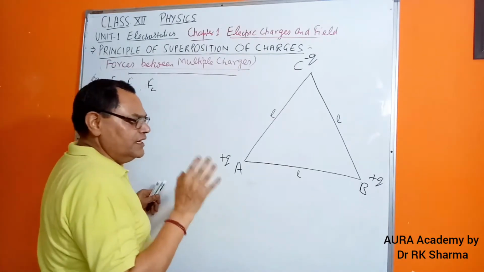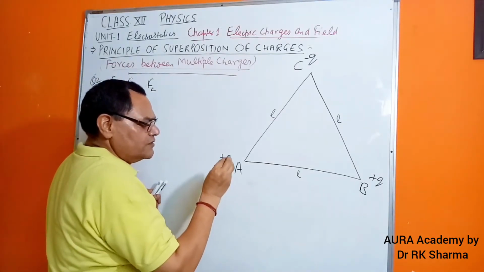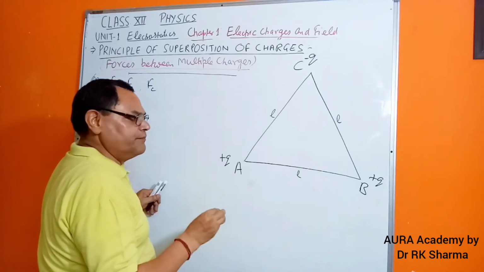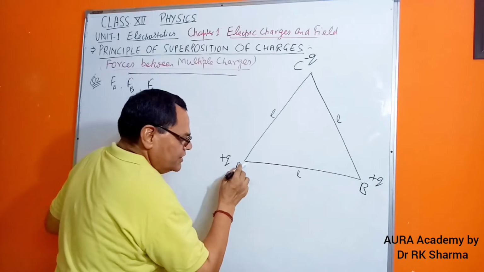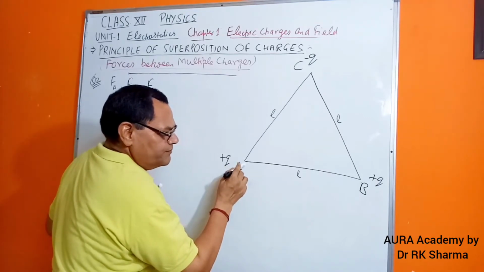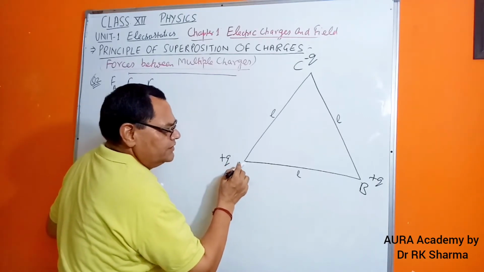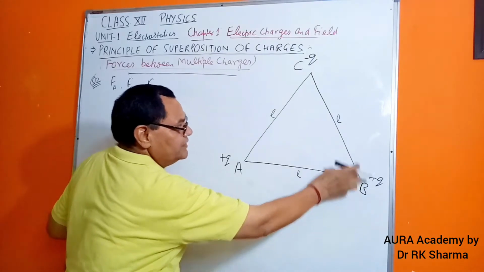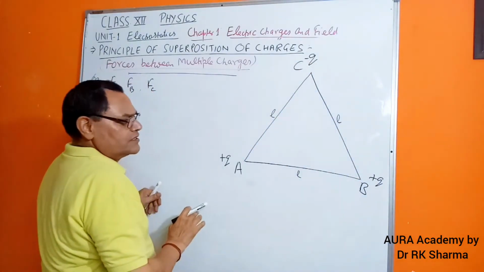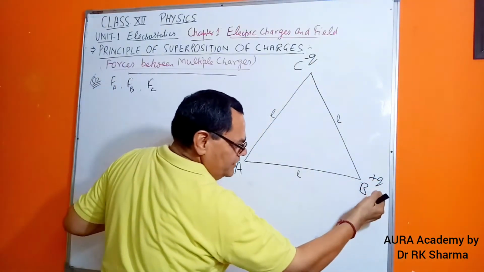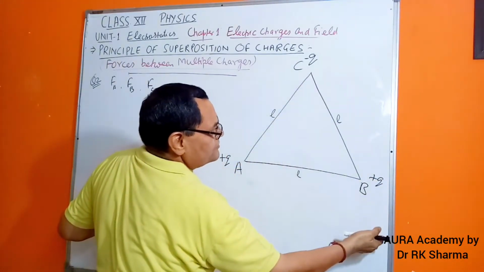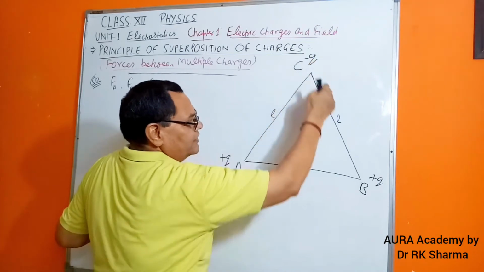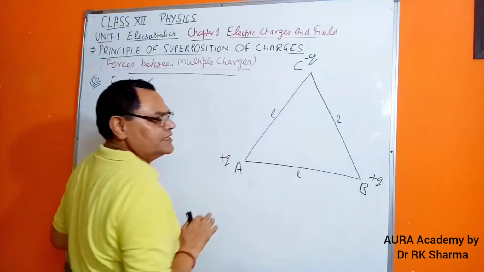First of all, let us see what the possible number of pairs are. So suppose we are finding out the net force at A. So let us identify how many possible pairs of forces are there. So A will have a pair with the charge at B and with C. Similarly, when we calculate B, you will have again a pair with A and with C. And when we find out at C, it will have a pair with B and A as well.